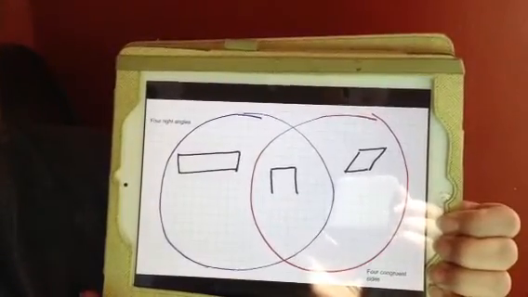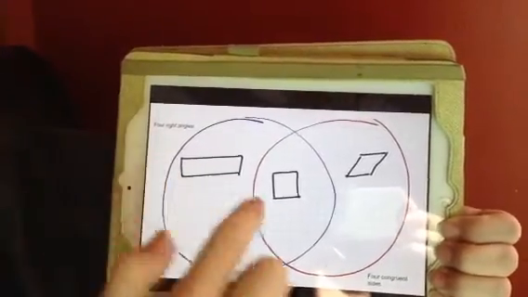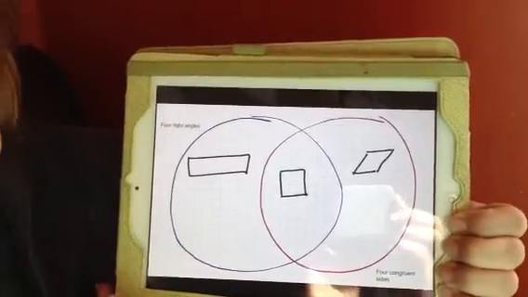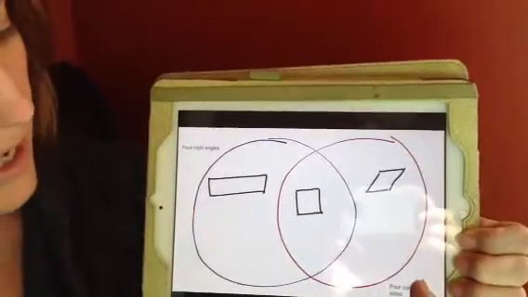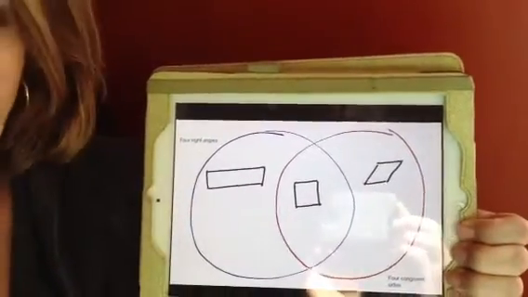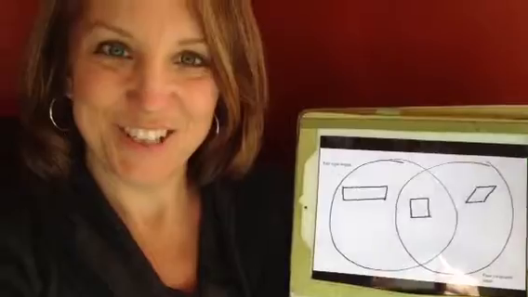And what shape goes between them? A square, because it has four right angles and four congruent sides. What about that parallelogram? Well, it doesn't have four right angles, it doesn't have four congruent sides, so it doesn't go anywhere on here. And we'll do more of these tomorrow.